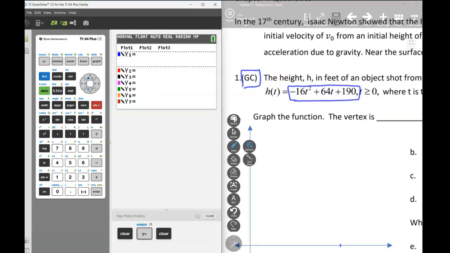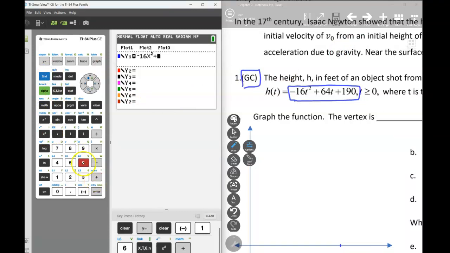Clear out anything you have. Everybody, we should be at y equals. And how do you type that in? Okay. Negative 16 x squared, then plus 64x, because we don't have a t, so 64x, and then plus 190. What do you click? Graph.